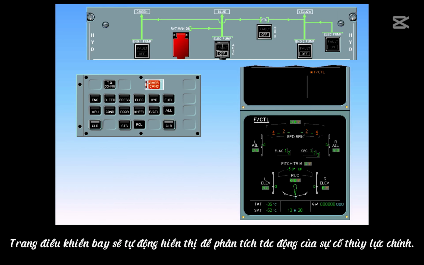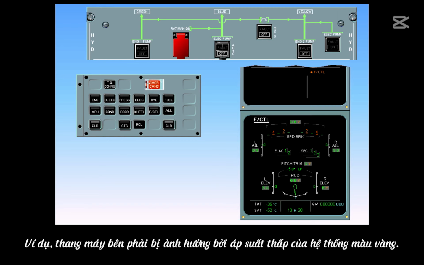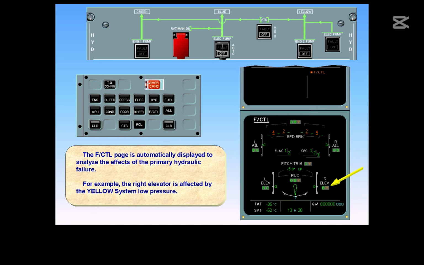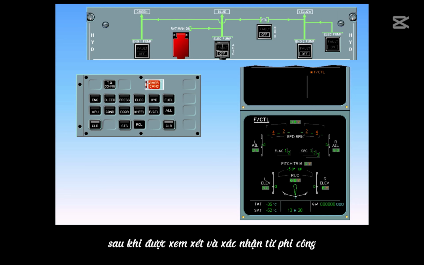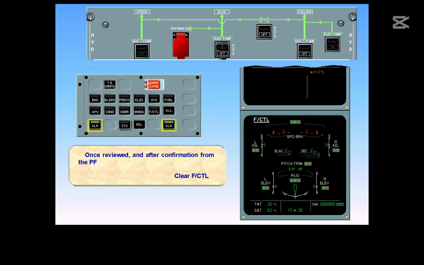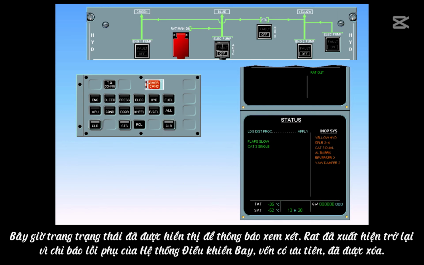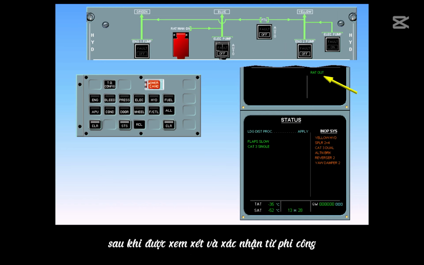The flight control page is automatically displayed to analyze the effects of the primary hydraulic failure. For example, the right elevator is affected by the yellow system low pressure. Once reviewed and after confirmation from the pilot flying, clear flight control. Now the status page is displayed for review. Notice RAT out has reappeared because the flight control secondary failure indication, which had priority, has been cleared. After review and confirmation from the pilot flying, clear status.